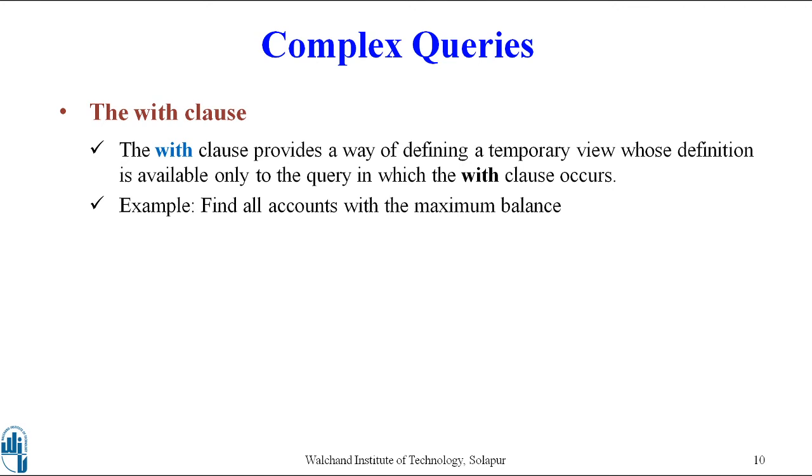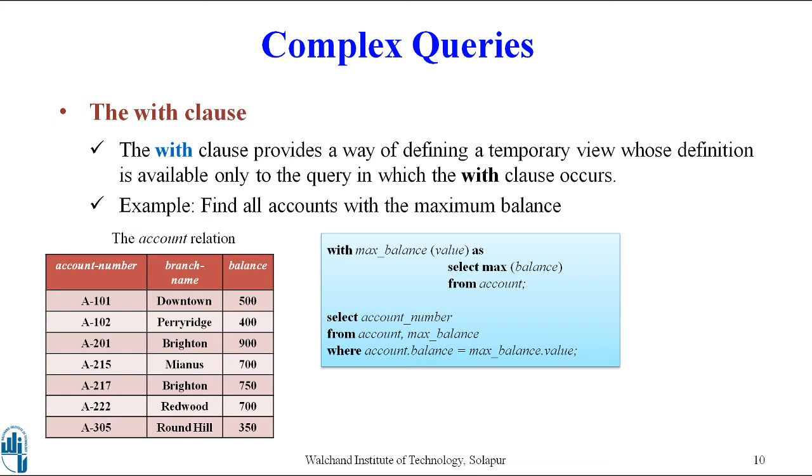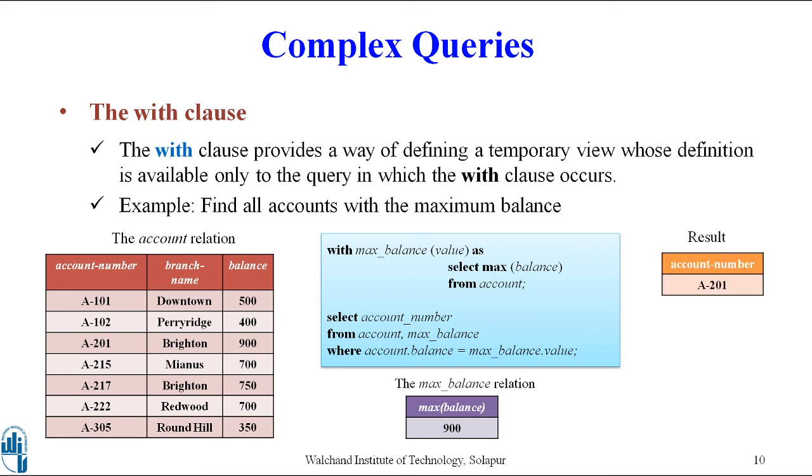For example, find all accounts with the maximum balance. The relation required is account. The query is given on this slide. This query selects the account with the maximum balance. If there are many accounts with the same maximum balance, all of them are selected. The query written using the with clause returns the maximum balance 900 of the account relation. This select from where clause returns the account number with the maximum balance, that is A201.